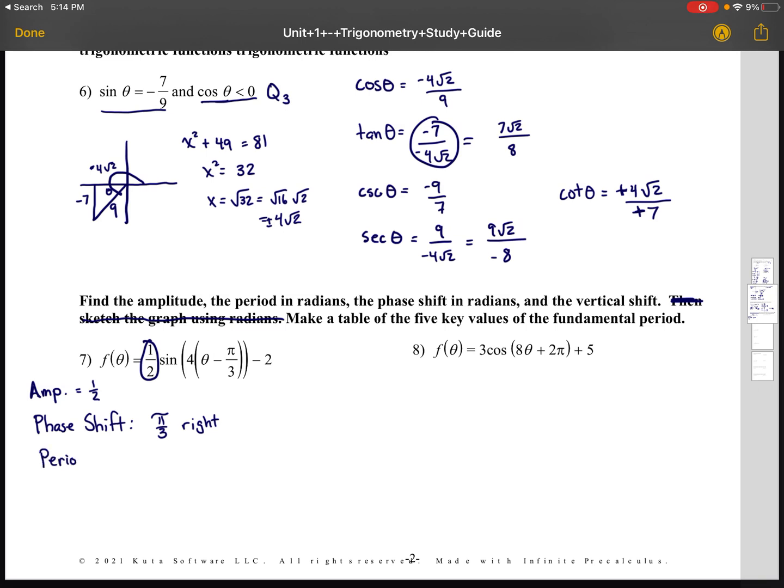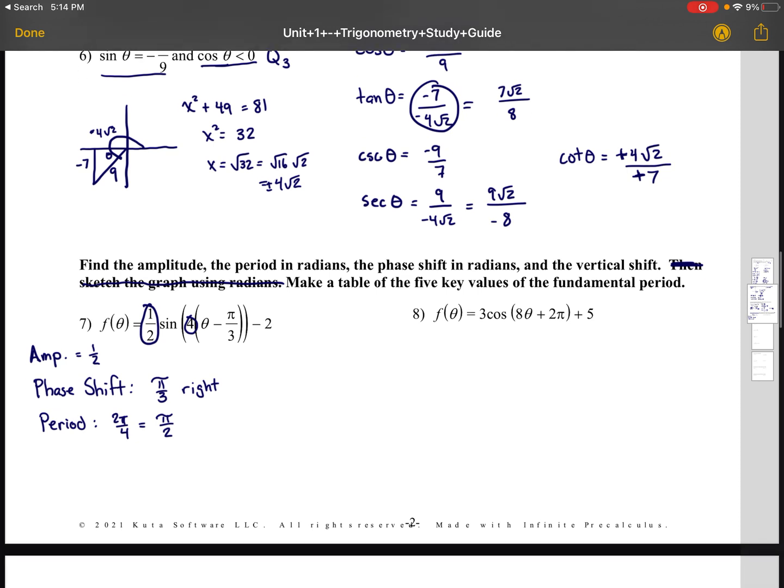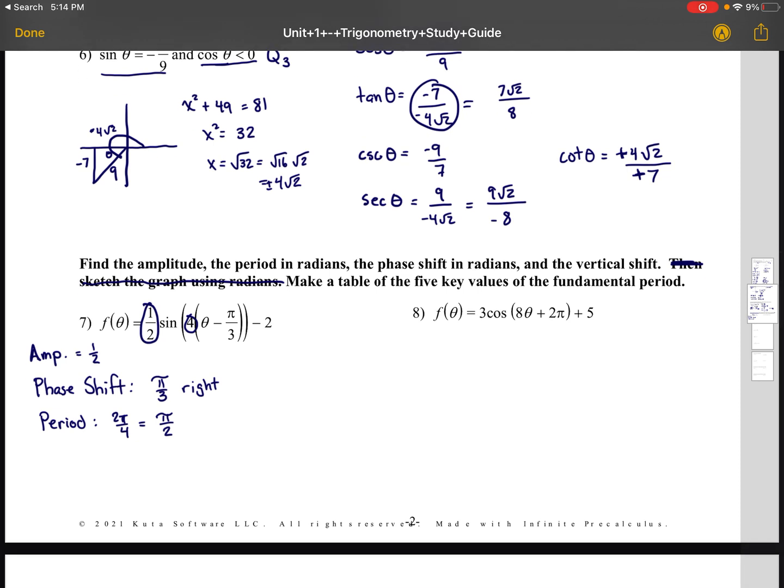The period is 2 pi divided by this value, 4. So it's 2 pi divided by 4, which is pi divided by 2. And the vertical shift is down 2. So let's see, can we slide in a table?